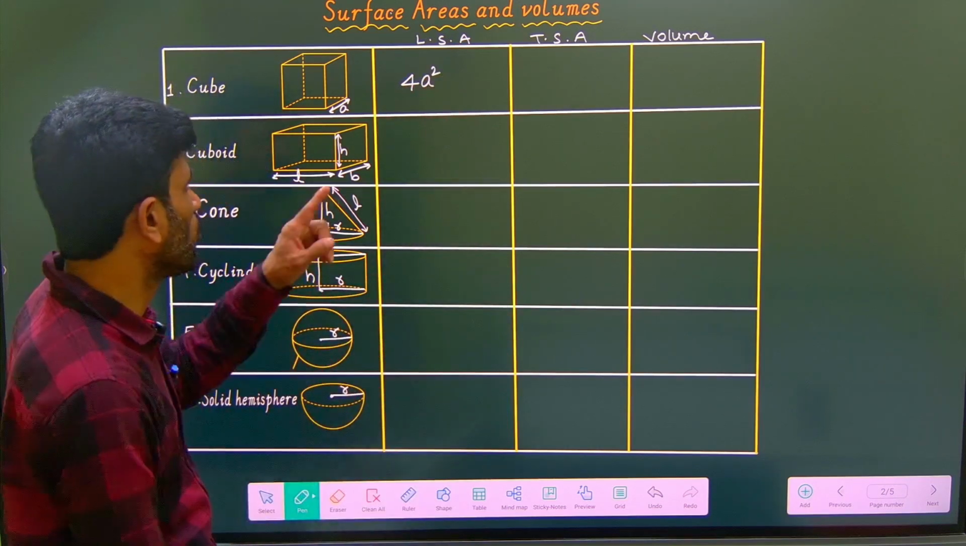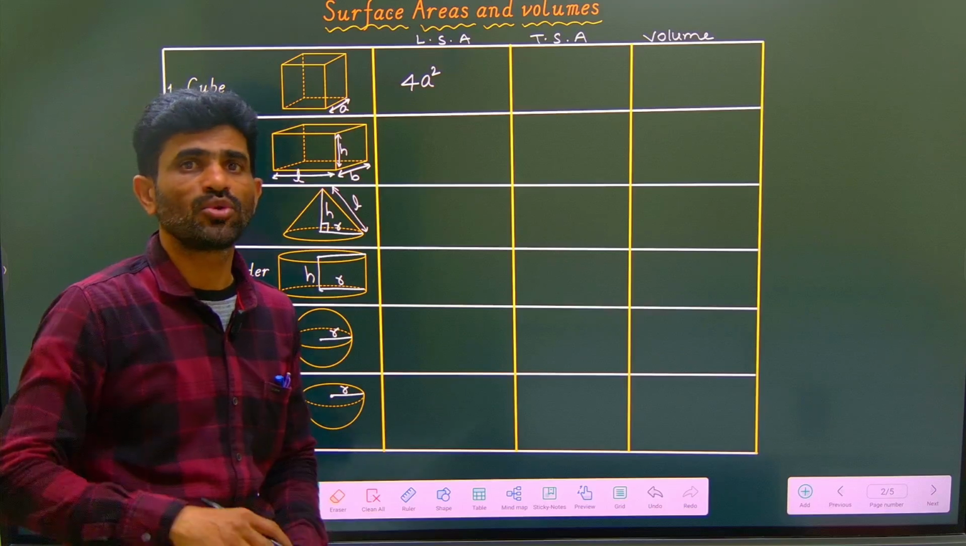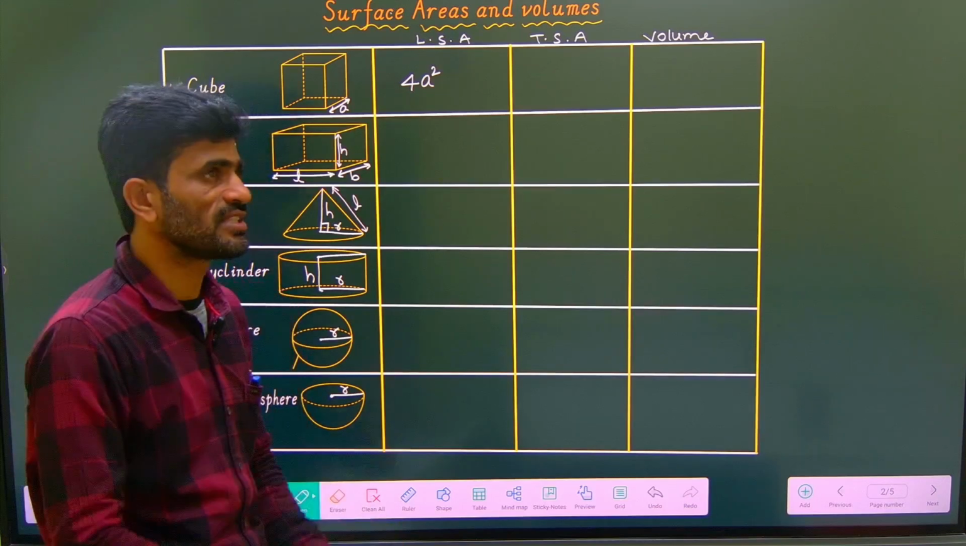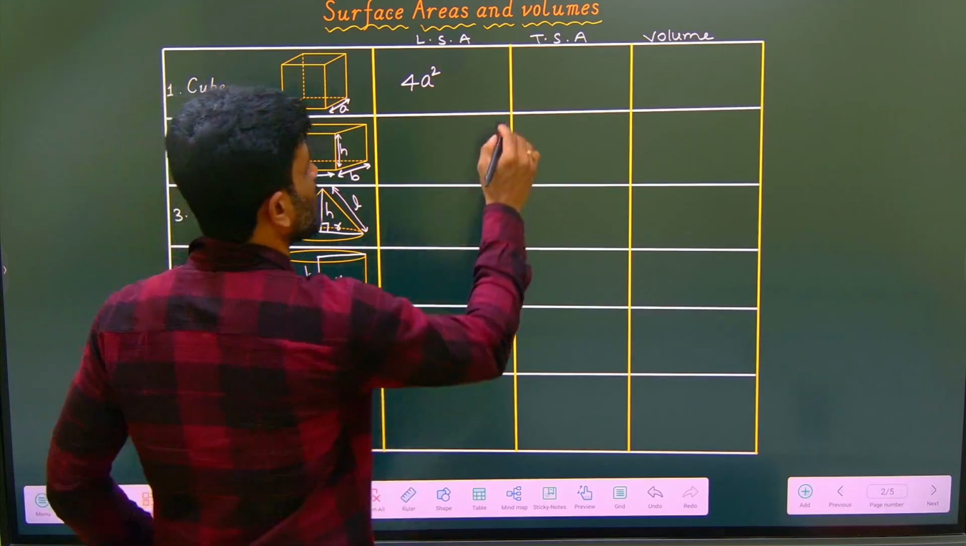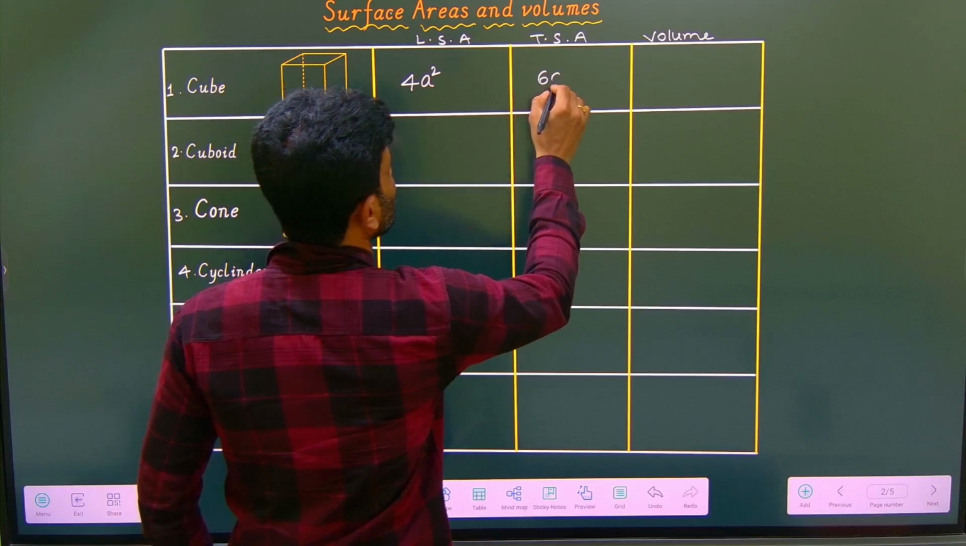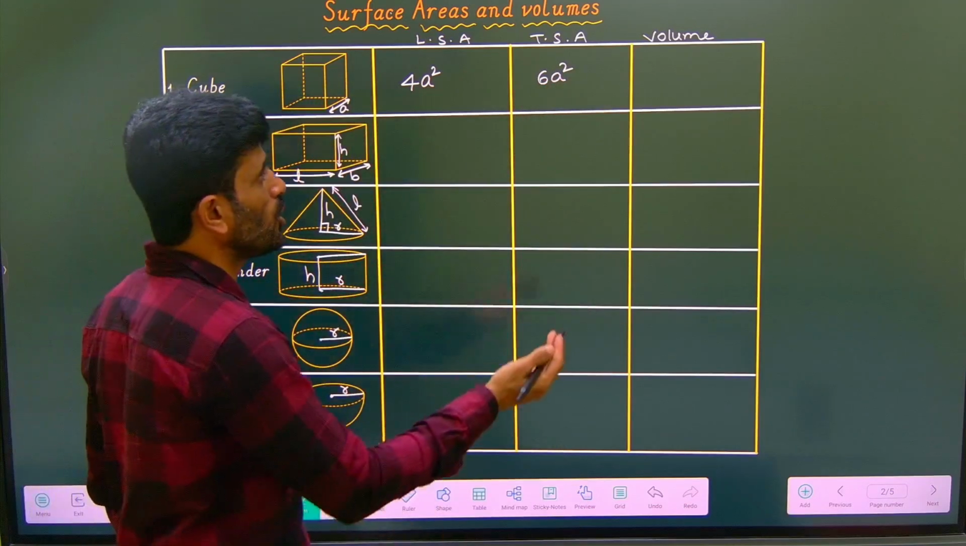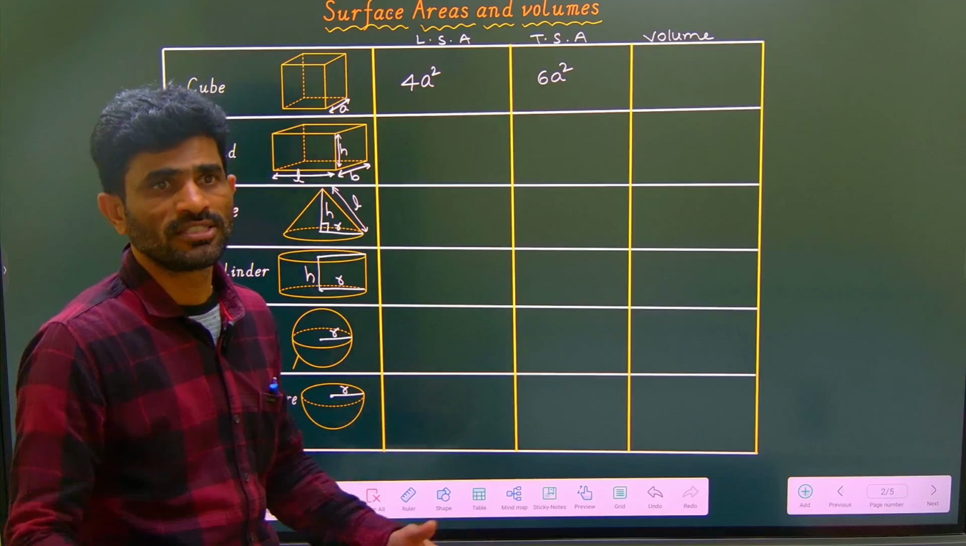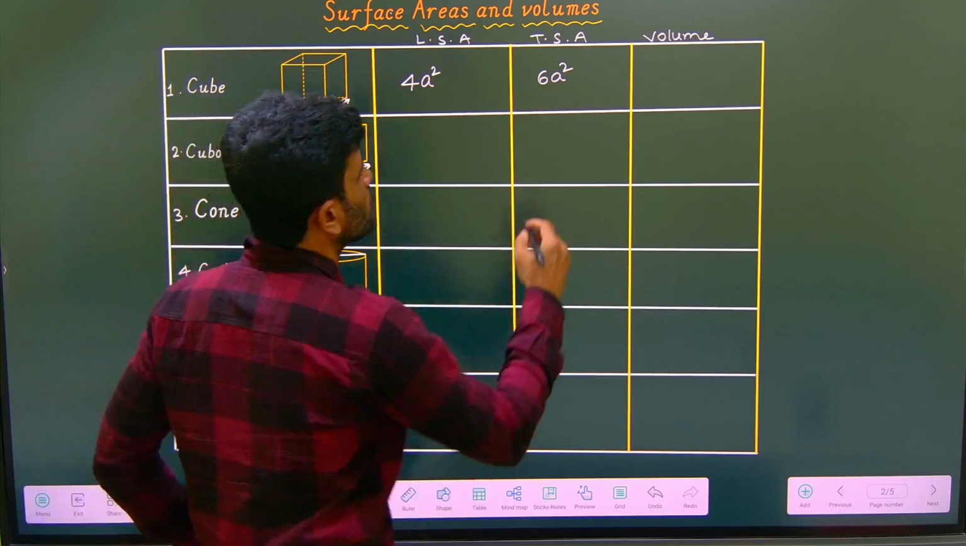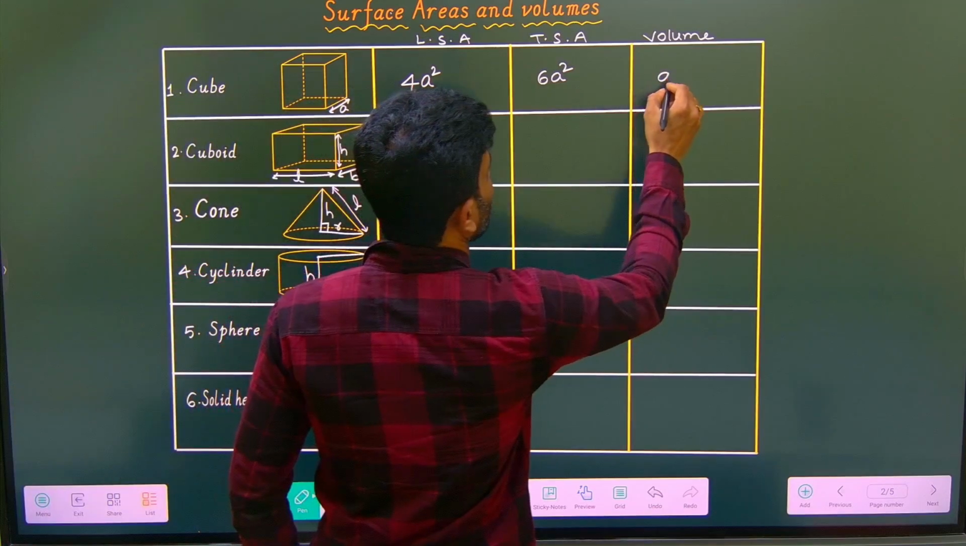Now when we talk about total surface area, it is including top and bottom. So 2 more faces will be added. 6 times area of square, that is 6A square. This is TSA of cube. And then volume. Volume means what? It is the space occupied by the solid. So this is given by A cube.